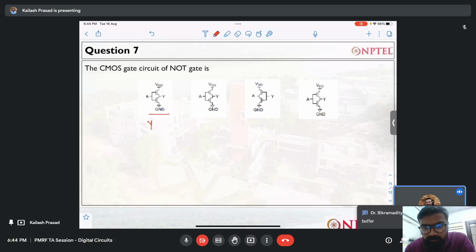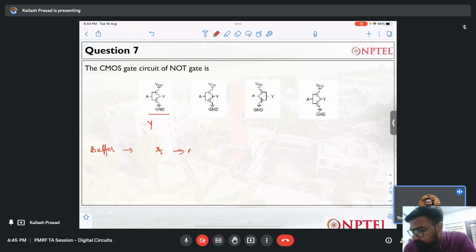Anybody want to try? It will be a buffer. Okay, somebody is saying that it will be a buffer. Those who know buffer, that is fine. Those who don't know, buffer means if I give input A, then the output will also be A. Okay, anyone else? Vivek is also saying it is buffer.